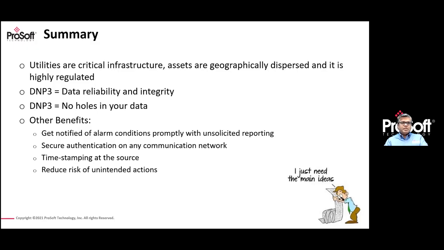And then finally, with select before operate, you have the ability to reduce the risk of any unintended actions, like turning on a pump. It just sounds like you're just turning on something, but that could have some pretty significant consequences, such as affecting another process, or if you've got somebody there in person, it could cause damage not just to the machine, but also to personnel as well. So having that ability to verify the action before you actually turn it on is very, very important as well.